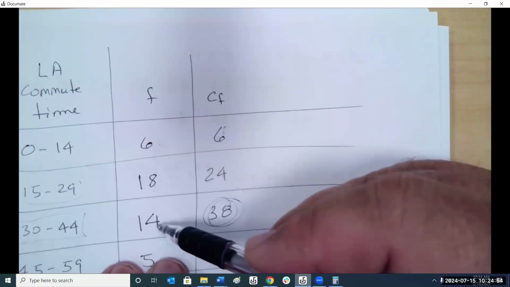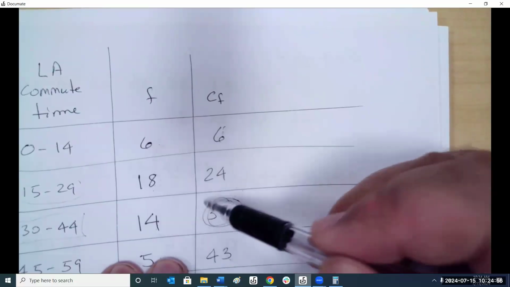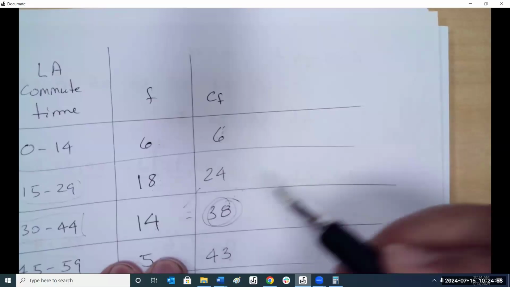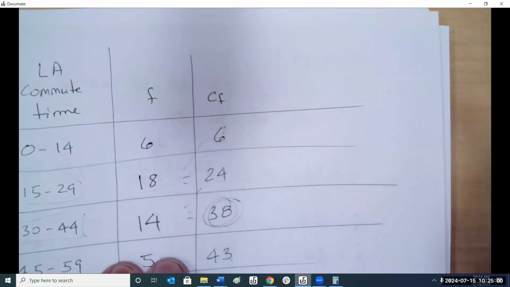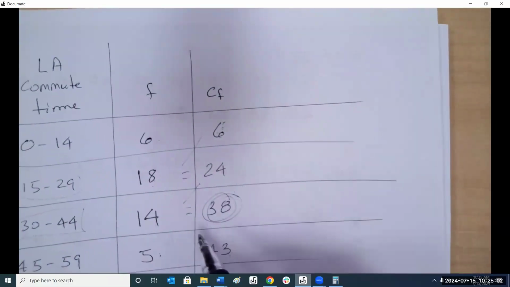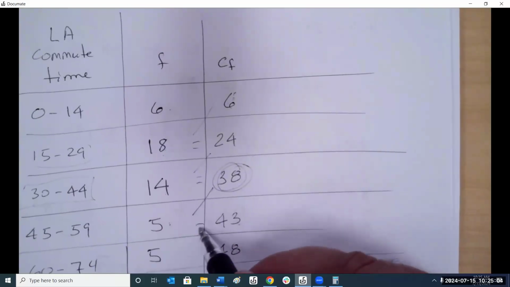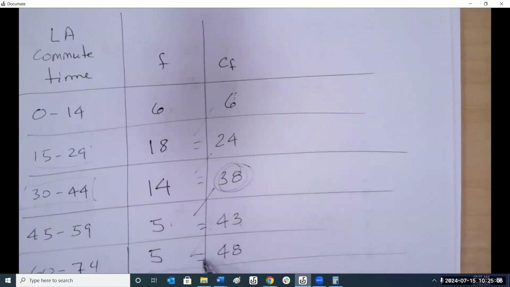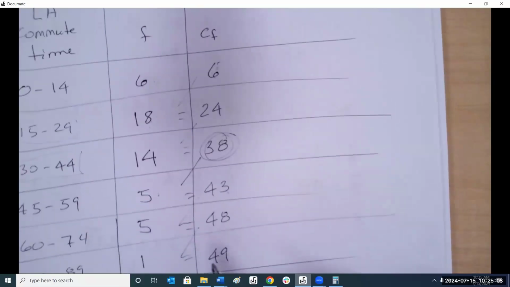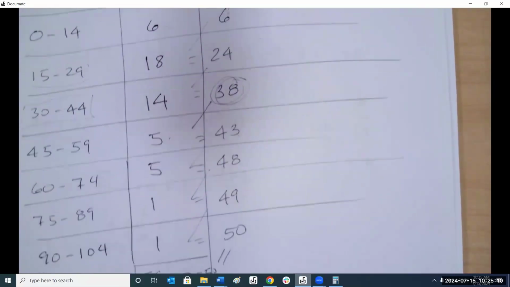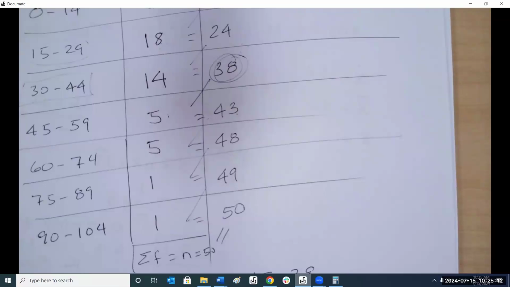Then we add 14 more. So these two give me that. These two give me that. And then these two give me that, and so on and so forth. Got it? Once you see it, it makes sense. You add the previous frequency plus that next frequency, and then keep on adding the frequencies on down.